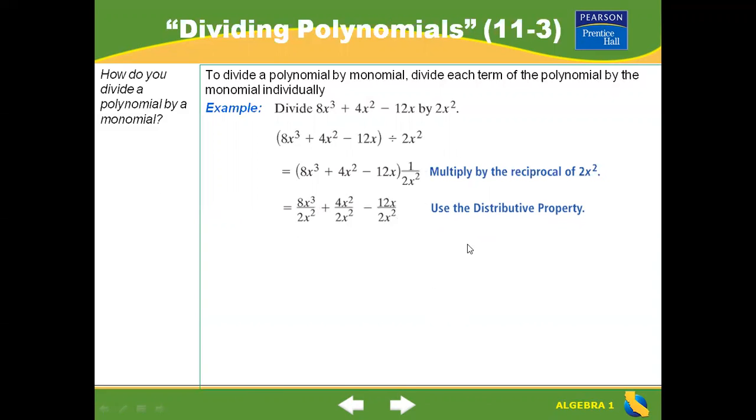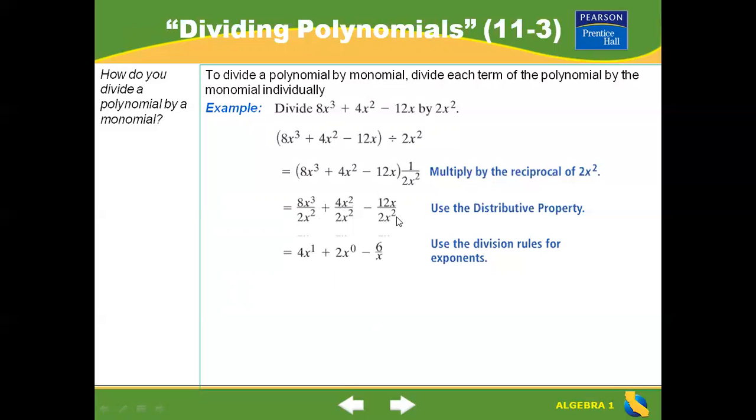We just apply here the distributive property. Then after that, use the division rules for exponents. 8 divided by 2, that is 4. 3 minus 2, that is 1. So that means the exponent of x here is 1. Here, 4 divided by 2, that is 2. x squared divided by x squared, so 2 minus 2, that is 0 already. So we'll have x raised to 0. Minus 12 divided by 2, that is 6.